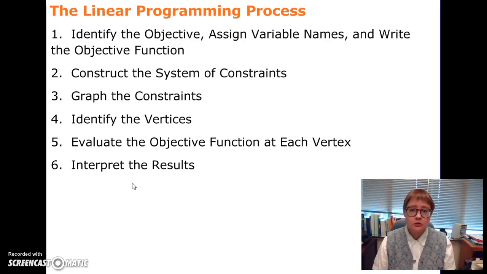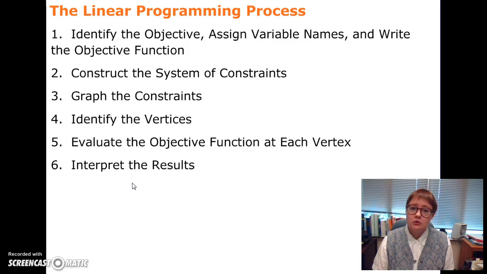What we are trying to do is minimize or maximize something called an objective function. So usually there's going to be something like maximize a profit function, minimize a cost function, something of that nature. So in this particular instance, these are the steps we're going to follow.